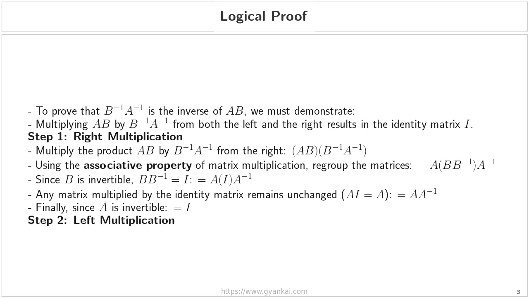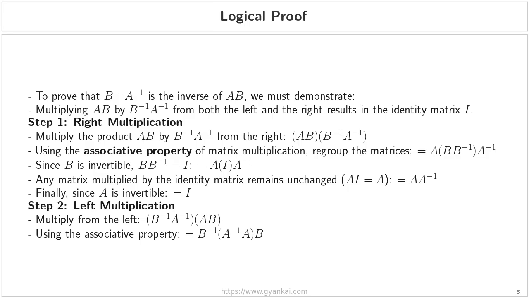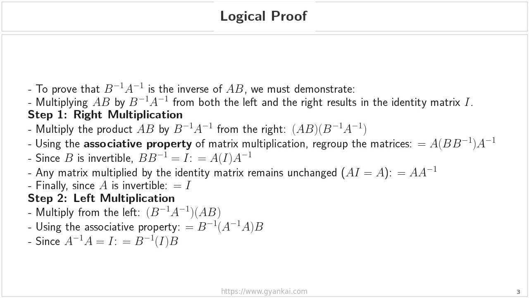Having proven the right side, we must now perform step 2, left multiplication. Here, we multiply from the left by placing B inverse A inverse first, followed by the product AB. Again, we use the associative property to regroup the matrices. This allows us to isolate the inner terms, giving us B inverse, multiplied by the quantity A inverse times A, multiplied by B.